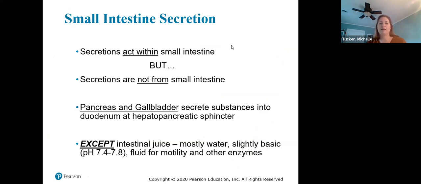Okay, so then we have the small intestine secretions. Most of the secretions that act in the small intestine are produced either by the pancreas or the gallbladder. Okay, so the pancreas and the gallbladder will secrete enzymes and substances into the duodenum. The small intestine does secrete its own slightly basic water for motility, as well as secretin and cholecystokinin, which we'll get to.